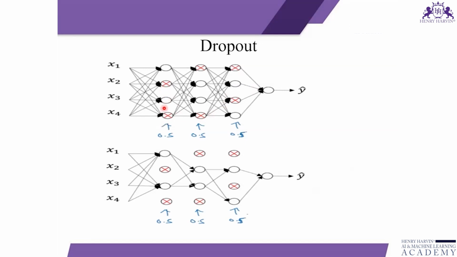So you can see these two nodes are switched off. Similarly, these two are switched off, and randomly we are switching them off. Over here you can see X1 and X3, and similarly here X2 and X3. In the third hidden layer, X2 and X4. So this is how dropout works, and this is one of the ideas to avoid overfitting.